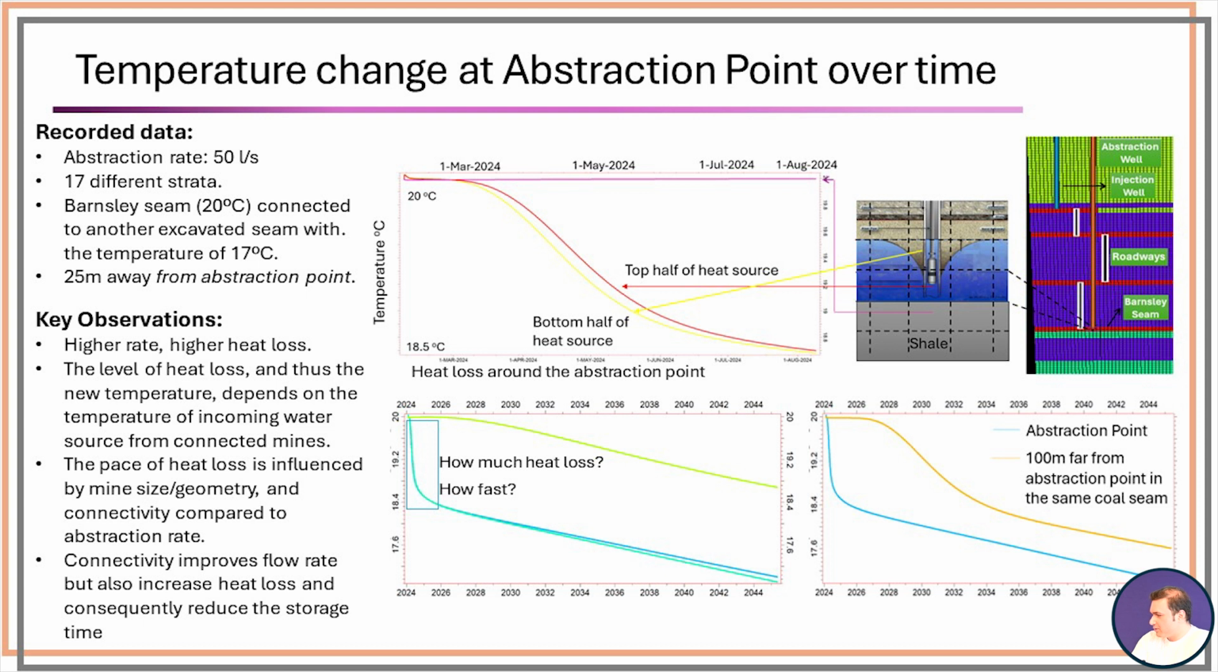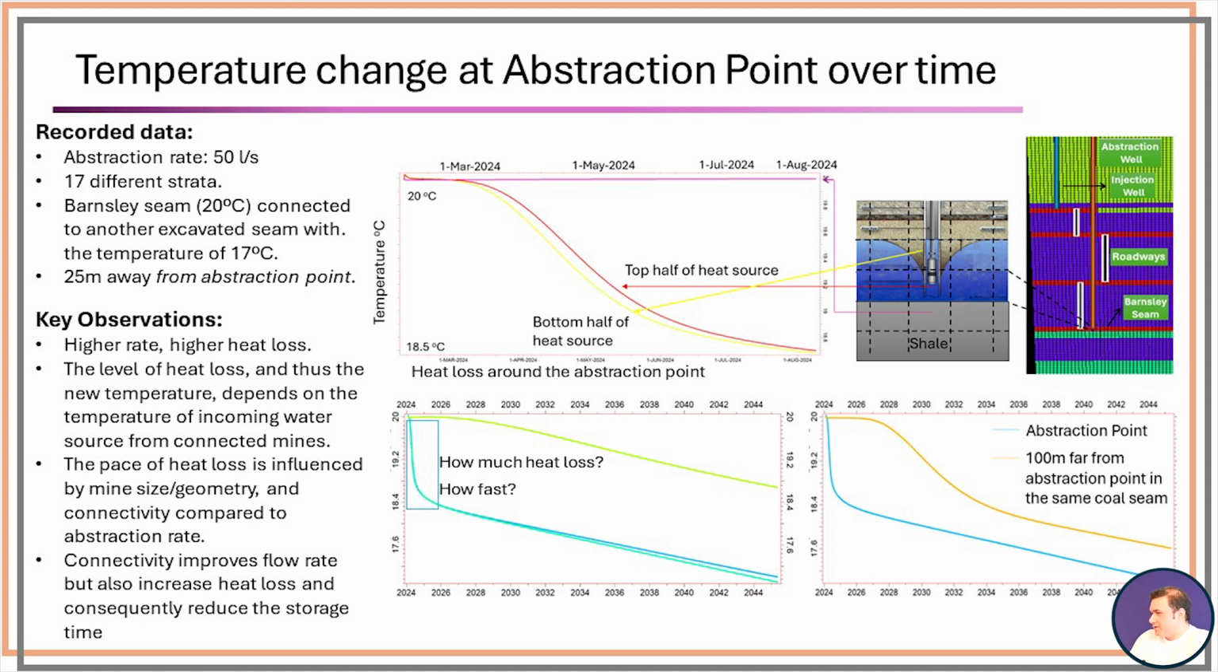But exactly in the seam where we abstract water, for the first month the temperature was quite constant. The reason is that the replacing water comes from the other sides of the same mine with the same temperature and same depth, so the temperature didn't change. But then after a month, the replacing water from the other connected seams arrived here and combined with the hot water, so we start losing temperature here.